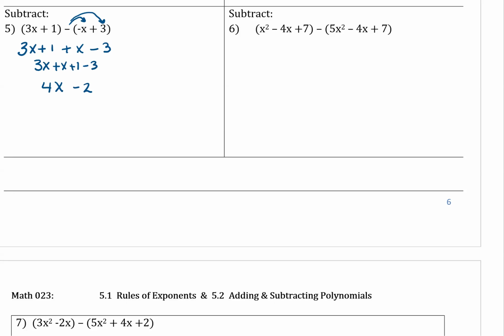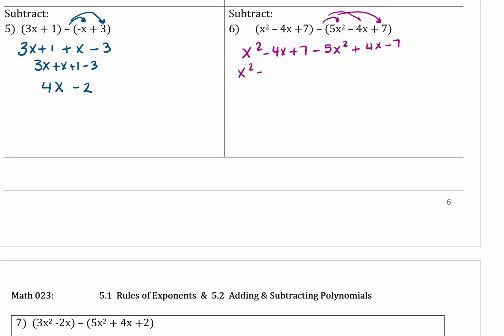There, that helps. Number 6. x squared minus 4x plus 7. Now we need to subtract the trinomial that's in the back. So we're going to take the opposite. So it's a minus 5x squared, a positive 4x, and a minus 7.